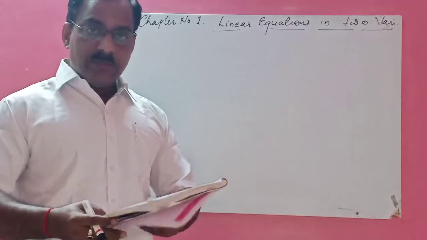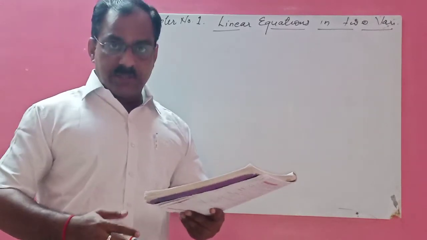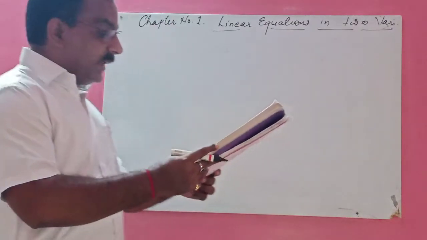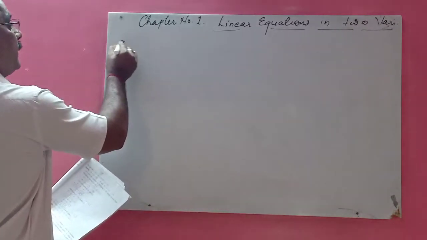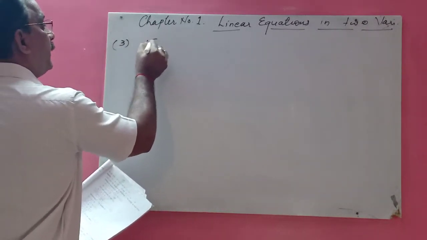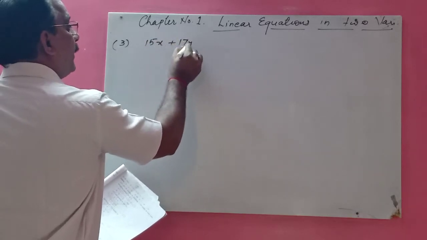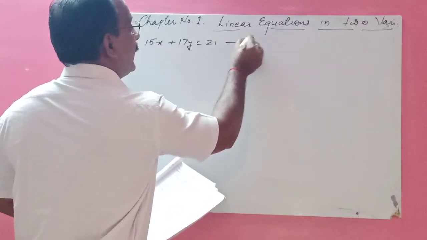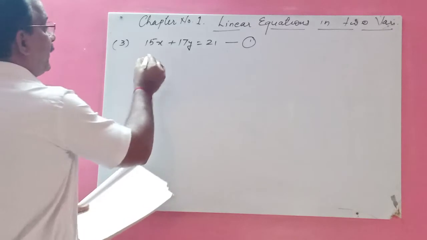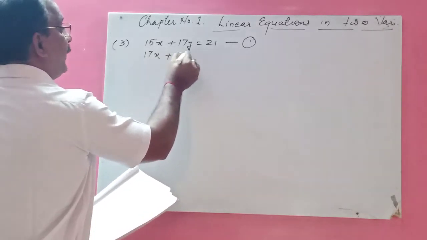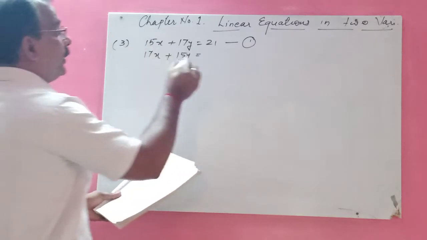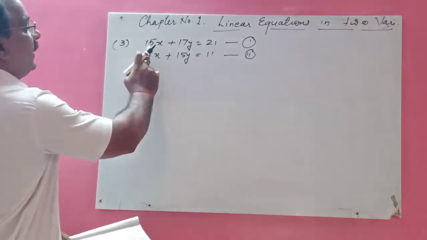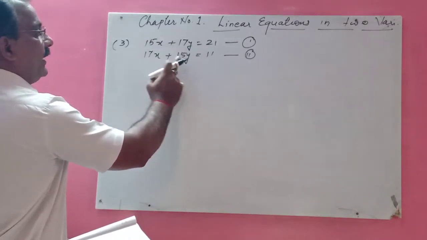Example number 2 is also deleted, but see question number 3. Solved example page number 3, that is solve 15x plus 17y is equal to 21. So this is your equation number 1, and 17x plus 15y is equal to 11, equation number 2. Very easy problem, children, because you can see the relations 15, 17, 17, 15.